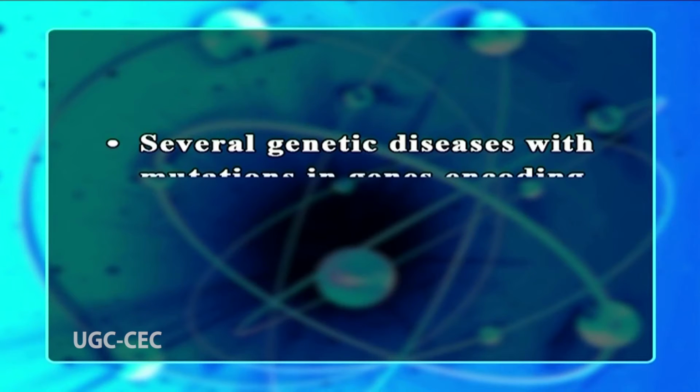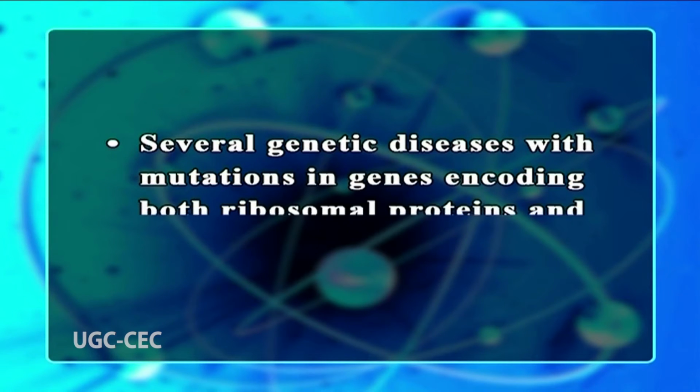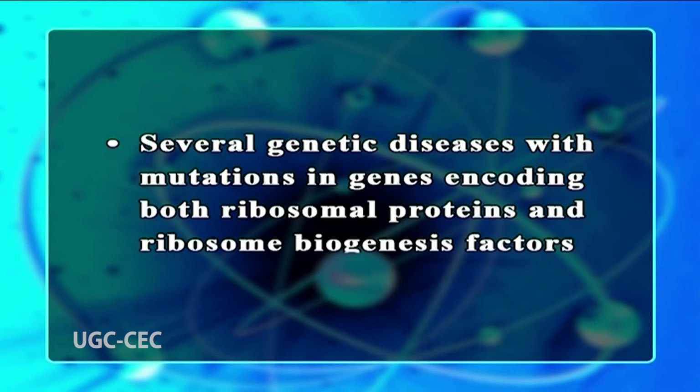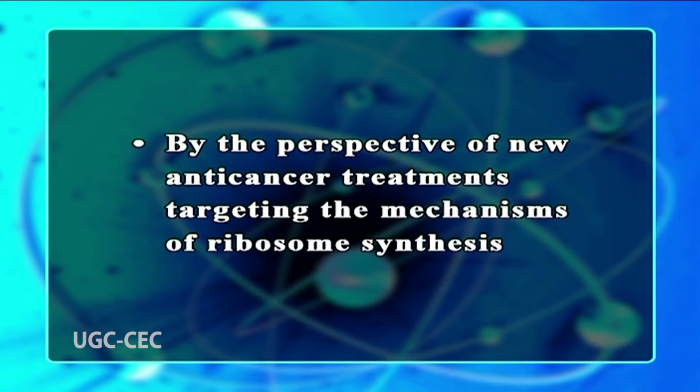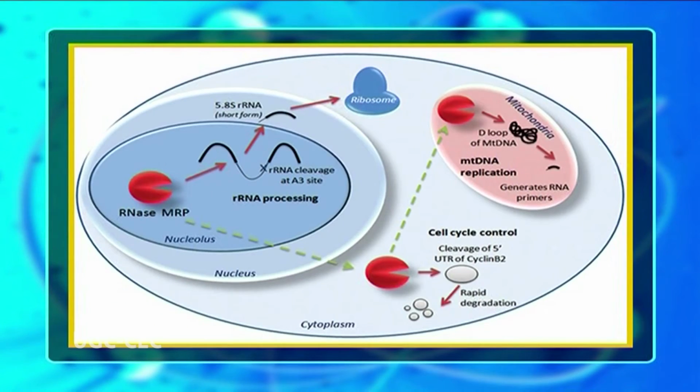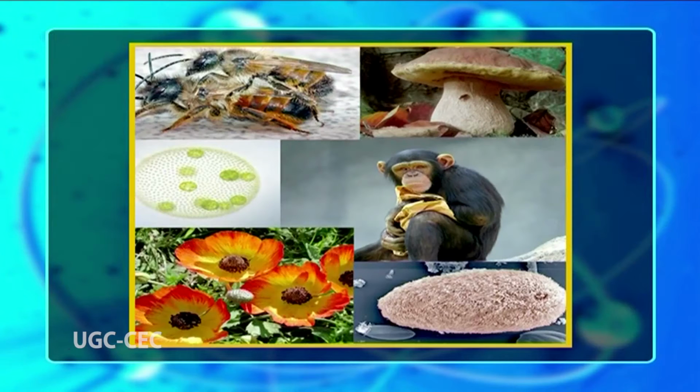This renewed interest in long-lasting questions has been fueled by the association of several genetic diseases with mutations in genes encoding both ribosomal proteins and ribosome biogenesis factors, and by the perspective of new anti-cancer treatments targeting the mechanism of ribosome synthesis. A consensus scheme of pre-ribosomal RNA maturation is emerging from studies in various kinds of eukaryotic organisms. However, major differences between mammalian and yeast pre-ribosomal RNA processing have recently come to light.